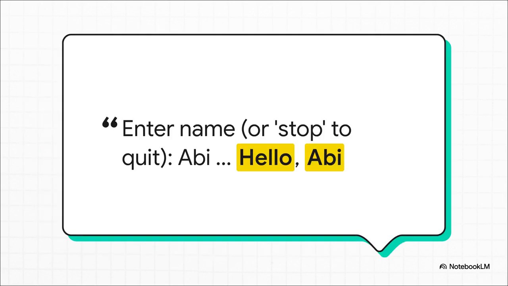Check this out. The program asks for a name, right? The user types in Abhi and hits enter. Since Abhi is definitely not our secret password, the loop's condition stays true, and it runs the code inside, printing, hello, Abhi. Then it just asks again.